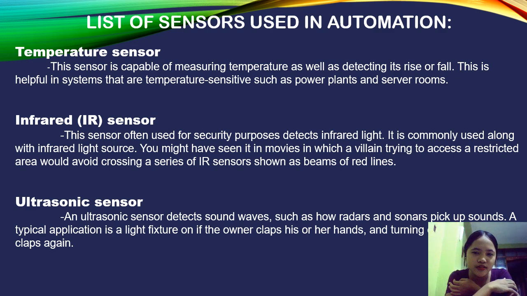Number three is ultrasonic sensors. Ultrasonic sensors can detect sound waves such as how radars and sonars pick up sounds. A typical application is a light turning on if the owner claps his or her hands, and turning off once he or she claps again.